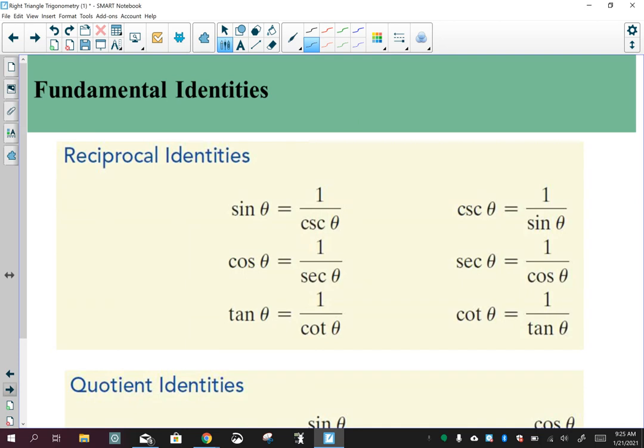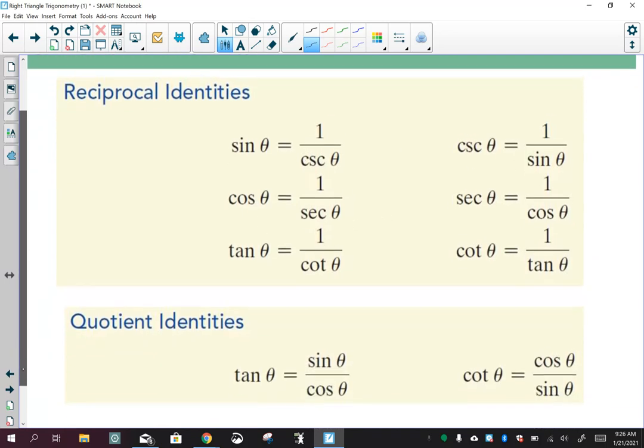Well, let's talk about identities. We've talked about these already. I told you that sine and cosecant are reciprocals. This is just verifying and showing you that these are reciprocals of each other. So sine is 1 over cosecant, which means cosecant is 1 over sine. That's how they relate to each other.